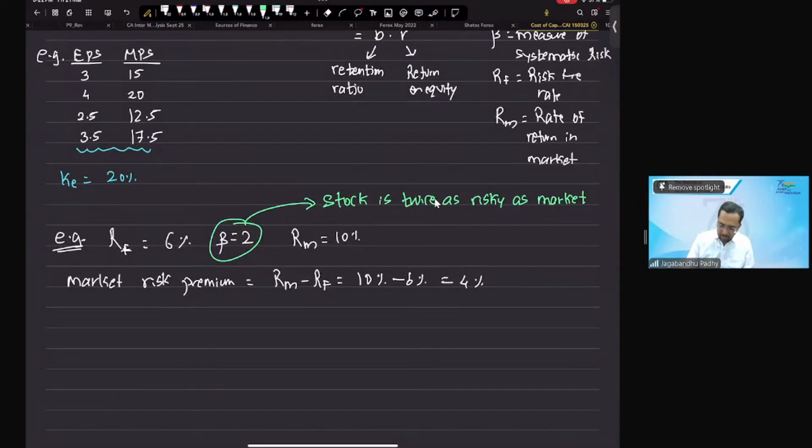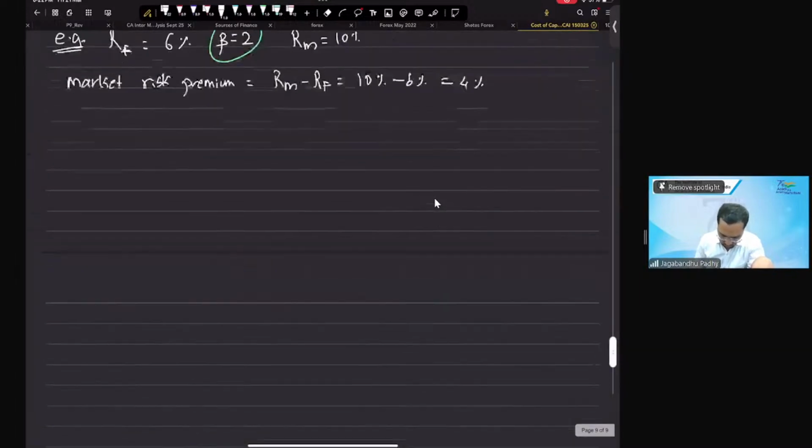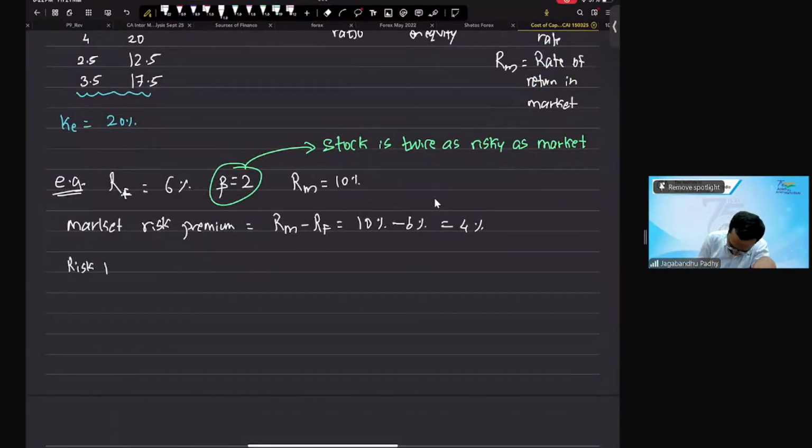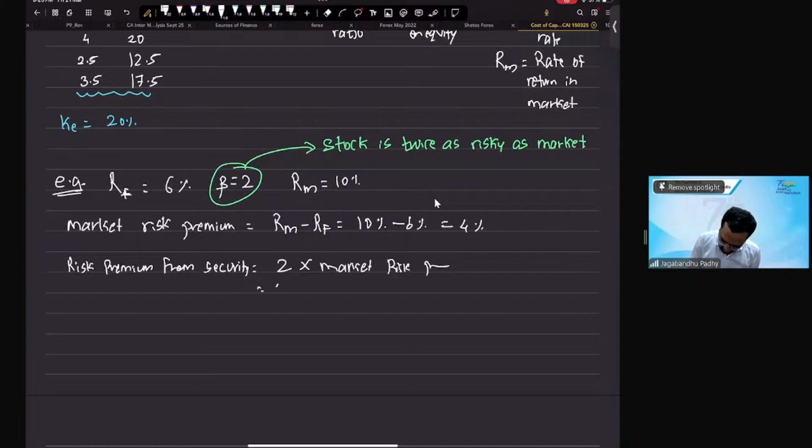So now if I'm saying that my stock is 2 times riskier than the market, how much risk premium would we require from the security? I'm saying that the stock is double risky than the market. Obviously, I should be getting double of the market risk premium, which is nothing but beta into RM minus RF. So beta is 2 into 4%, which is 8%.